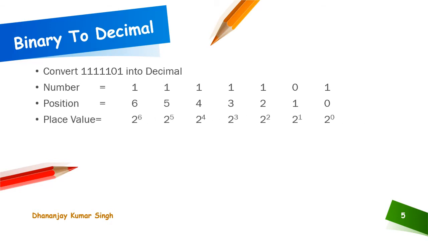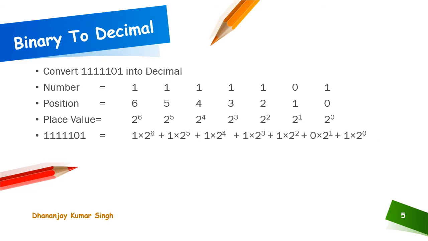Place value of each digit is 2 raised to its position. From the left side, 2 raised to 6, 2 raised to 5, 2 raised to 4, 2 raised to 3, 2 raised to 2, 2 raised to 1, 2 raised to 0. Now we need to multiply the digit and its place value. So 1 into 2 raised to 6 plus 1 into 2 raised to 5 plus 1 into 2 raised to 4 plus 1 into 2 raised to 3 plus 1 into 2 raised to 2 plus 0 into 2 raised to 1 plus 1 into 2 raised to 0.